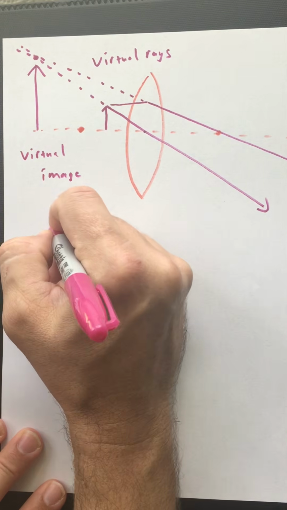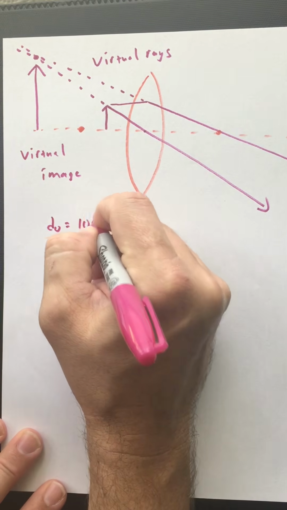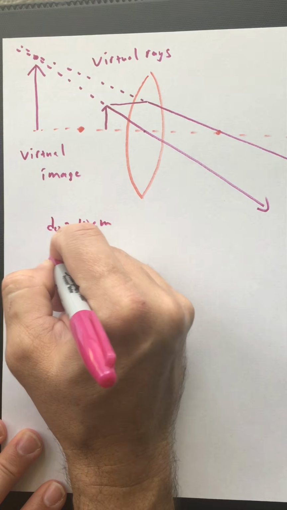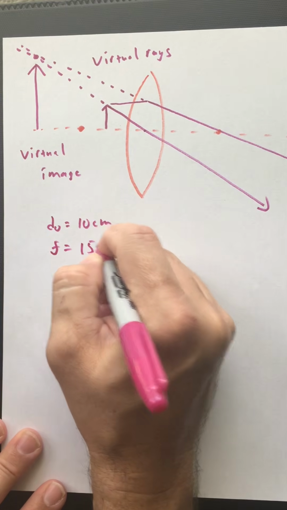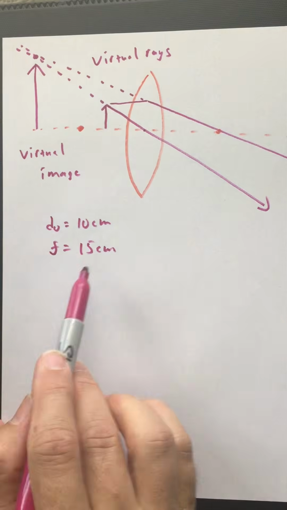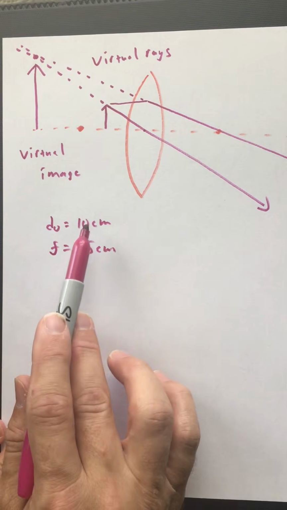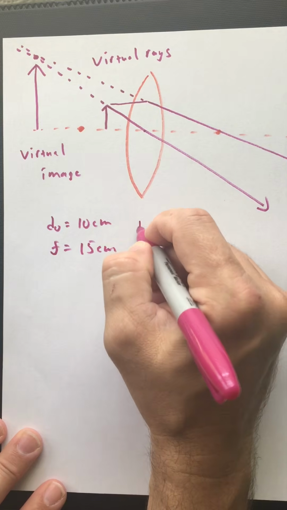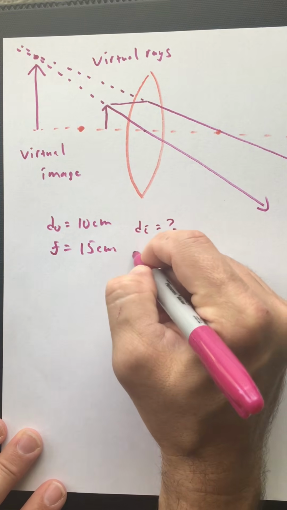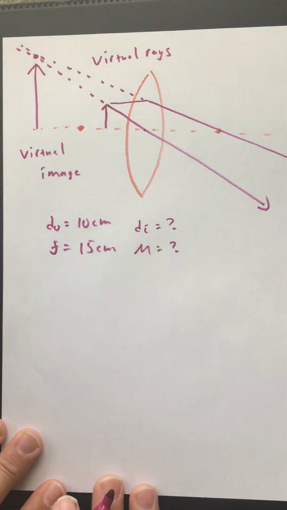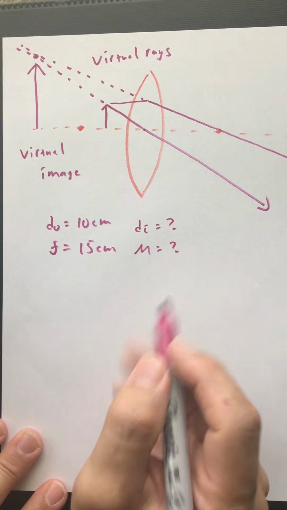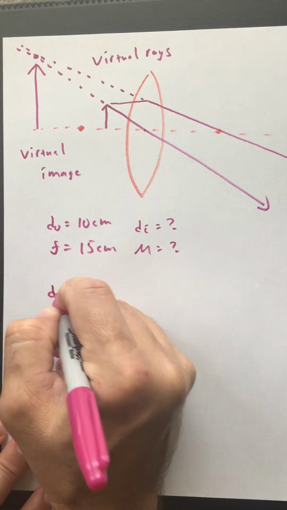Let's say that my distance to the object is now 10 centimeters. My focal length is 15 centimeters, right? It's got to be bigger than the distance to the object. And I'm going to find the distance to the image and the magnification. All right, I have my thin lens equation. I'm going to write it down in this form.